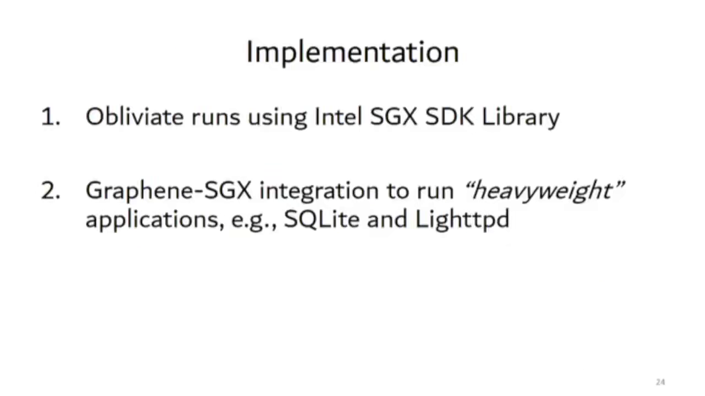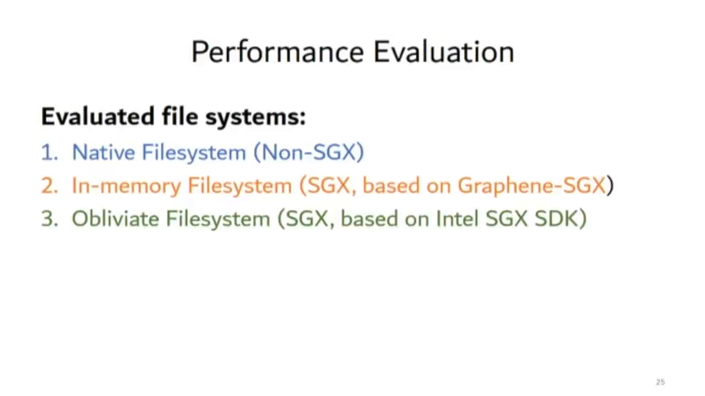The implementation is using just the Intel SGX software development kit, which has already been provided by Intel. We use Graphene SGX, which is a library operating system, to run some heavyweight applications. You should think of the library operating system as a very small operating system within the enclave that provides functionality to run heavy applications. For performance evaluation, we took three reference file systems. One is the native file system, which is just a regular Linux file system. We use the in-memory file system that I explained at the start of this presentation, and we also use Obliviate, our own file system.